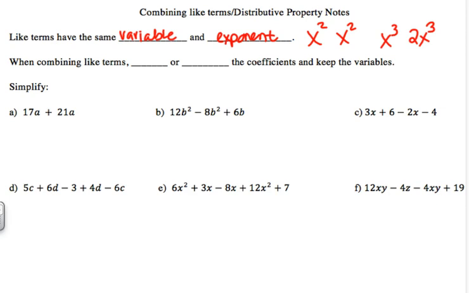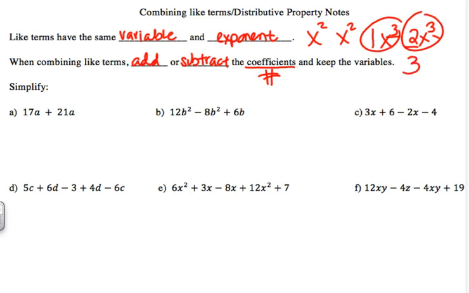Now when you combine like terms, you're going to add or subtract the coefficients, and the coefficients are just the numbers in front of the variable. So 2 would be the coefficient for that term, and 1 would be the coefficient if there is not one. Okay, and then you're going to keep the variables, so you're not going to add your exponents together at all. If you were to combine a 1x cubed and a 2x cubed, you would add just the coefficients to get a 3, and then you would just drop down the exponent of a cubed.